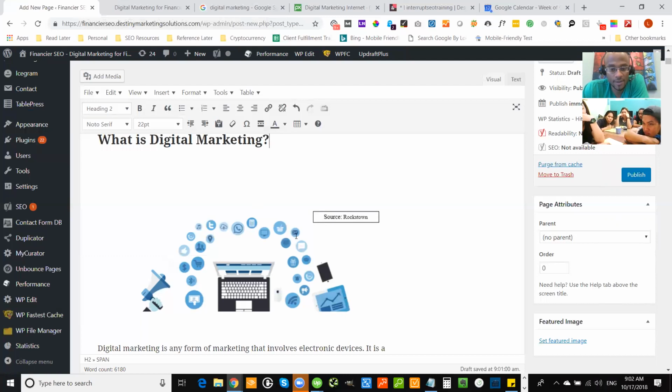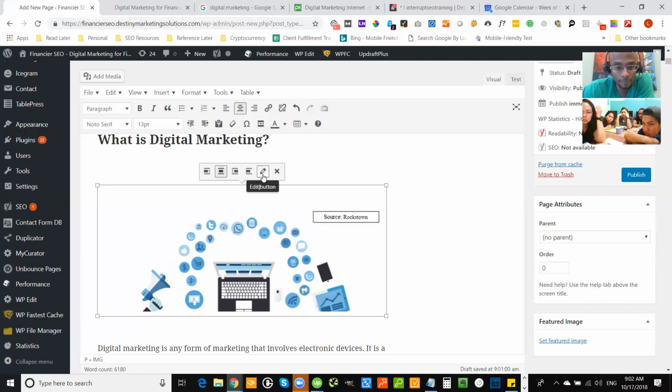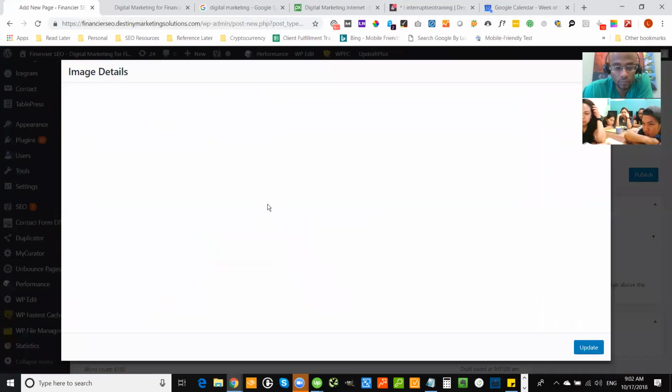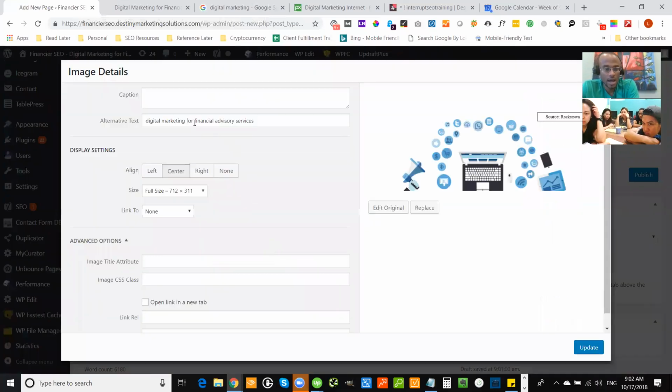So this is our first image. This is how we create alt tags for our images. We go to the edit button, here is the little pencil icon, and we're going to add the alternative text. Alt text is short for alternative text. This is where we're going to add our alt tag. Based on what we just went over, we want to include our primary keyword, digital marketing for financial advisors, and then we want to include our company name. So this brand would be Financier SEO, right?